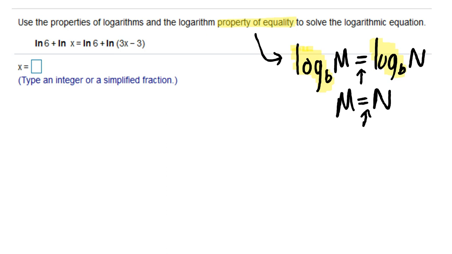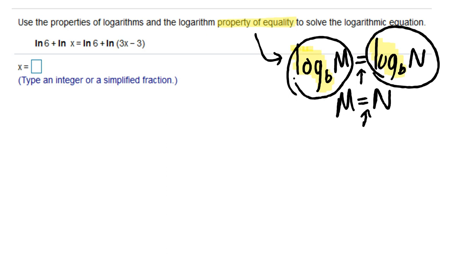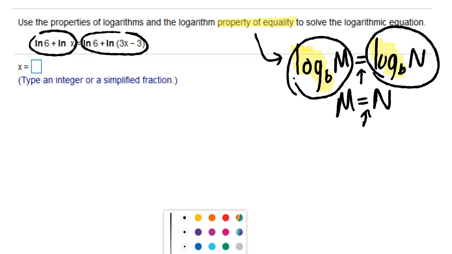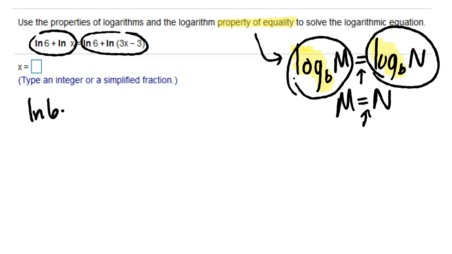So in order to do that, I have to have a single log on the left and a single log on the right, which I don't have for my example here. I have 2 logs. But we can use the expanding and condensing properties to condense to a single log. So on the left, I have natural log 6 plus natural log x. Because they're both natural log, I can condense them to a single log. And when I condense them, I'm either going to use multiplication or division. And that plus sign tells me to use multiplication. So I'm going to multiply 6 times x.